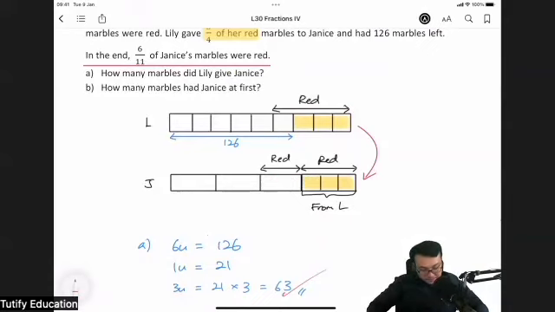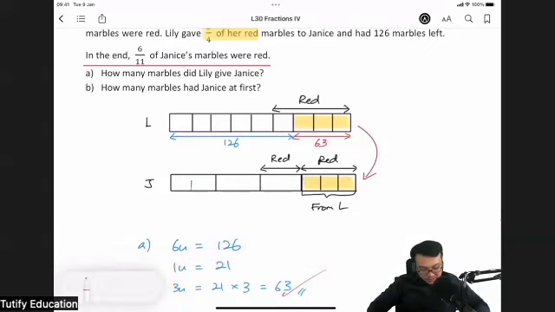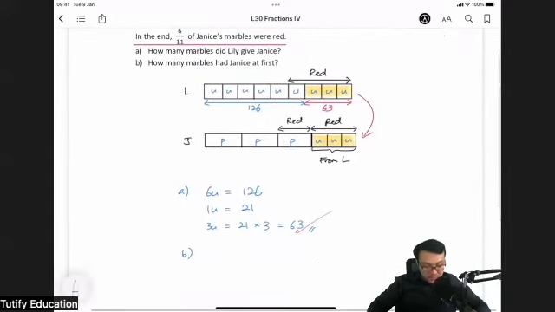6 out of 11 of Janice's marbles are red. Now, we already know that this is 63, yeah? Okay, that means this one is also 63, right? This part is 63, because this is what was given to her. Let's just call this one part, one part, one part, because we call these units, right? We have to call it units and this is parts, okay? All right. So they say 6 out of 11 of Janice's marbles were red.